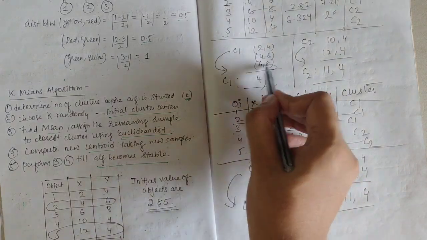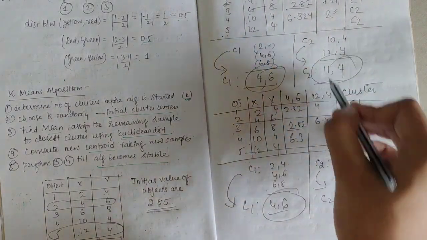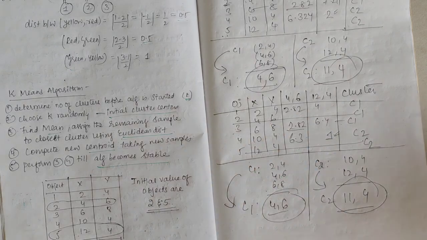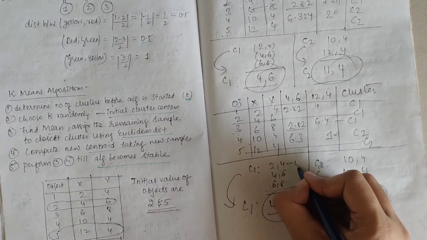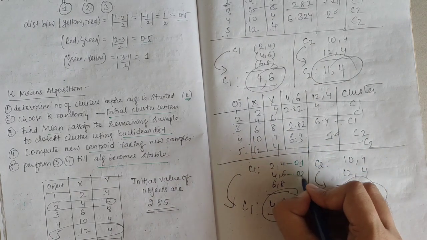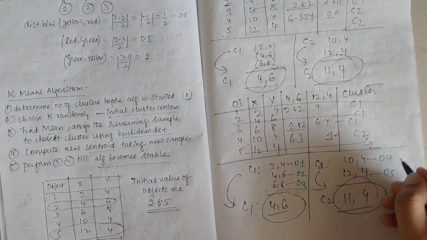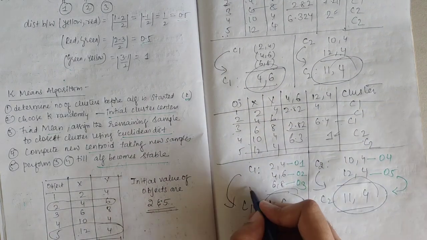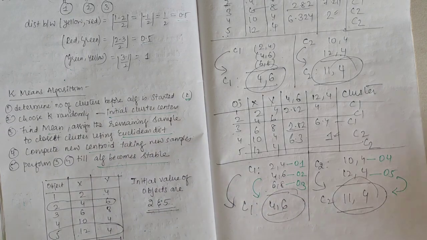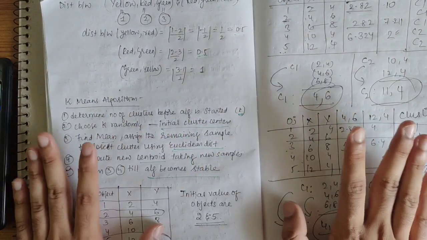So I can say that the previously obtained clusters and the clusters I've obtained now are the same, right? So that means this 2, 4 is object 1, 4, 6 is object 2, this is object 3, this is object 4, and this is object 5. So these two objects belong to cluster 2, and these three objects belong to cluster 1. So this was about the k-means algorithm.